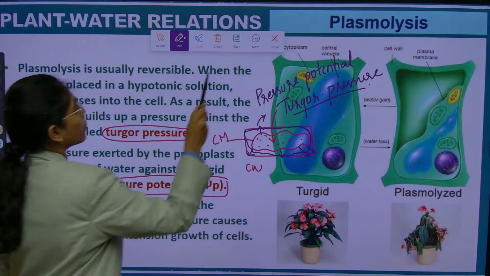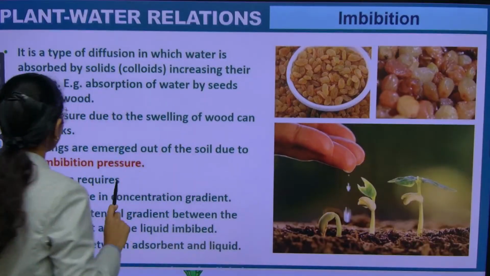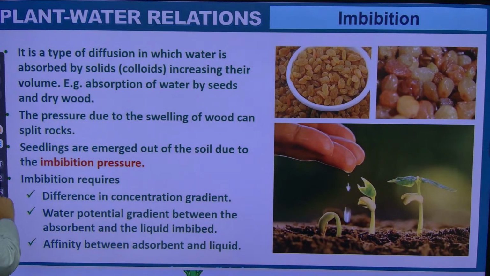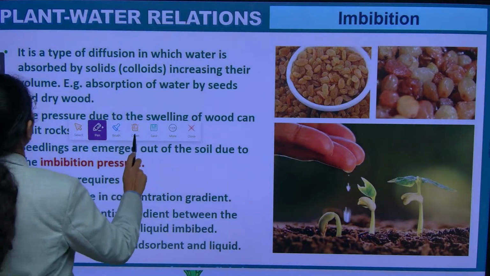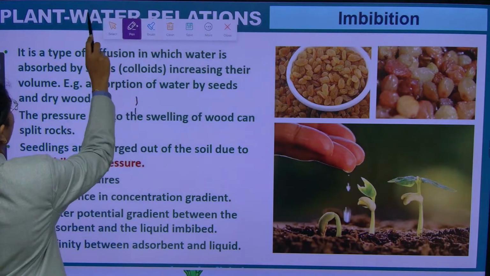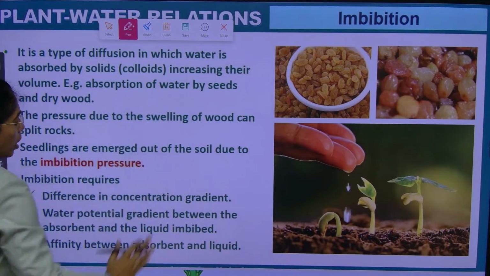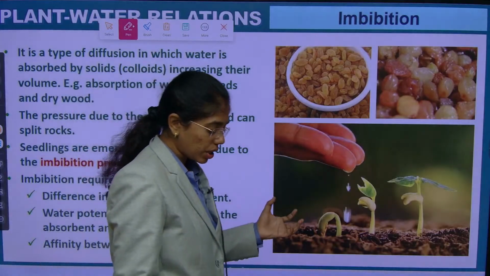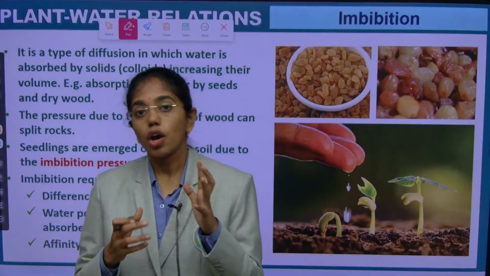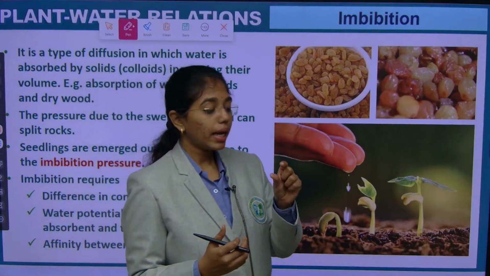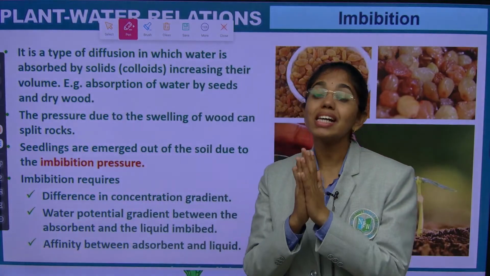Now, the last concept for today, that is imbibition. Many a time we have observed during rainy season that the size of wood increases. That is because of imbibition. What does that actually mean? The increase in the size of a solid because of entry of water into it is known as imbibition.